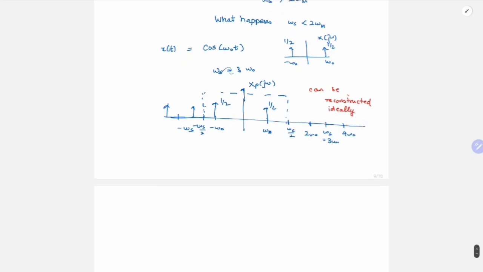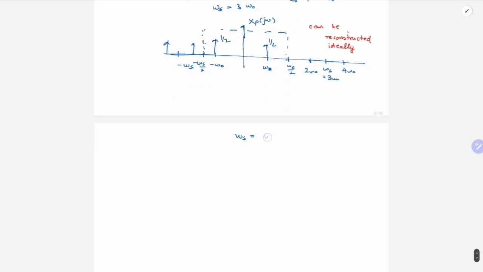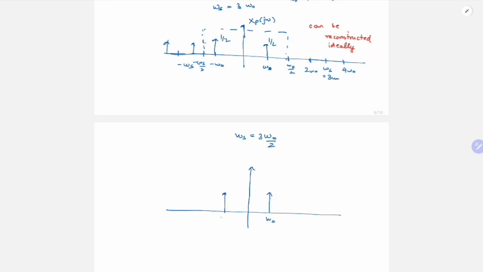Now if I take a case where omega s is some omega naught by 2, or it just needs to be less than 2 omega naught, right? If I take it also 3 omega naught by 2, then what happens? So let us see that. I have 0, I have omega naught here, and minus omega naught here. And this is nothing but 1.5 omega naught. So where will it come? It will come somewhere here, right? Here omega s, minus omega s. This is 1.5 omega naught, minus 1.5 omega naught.